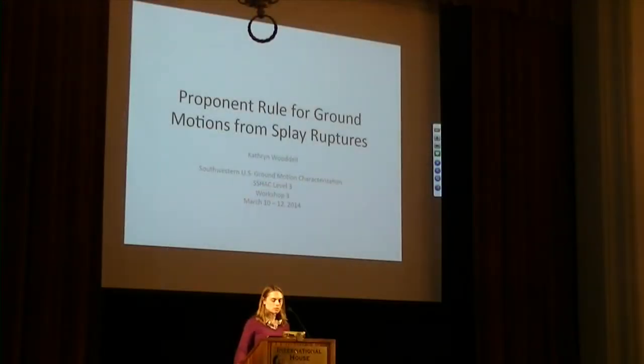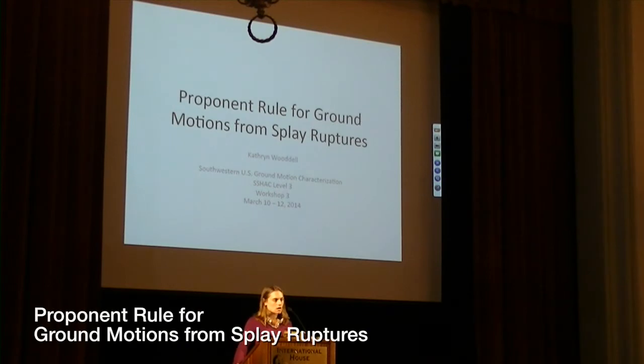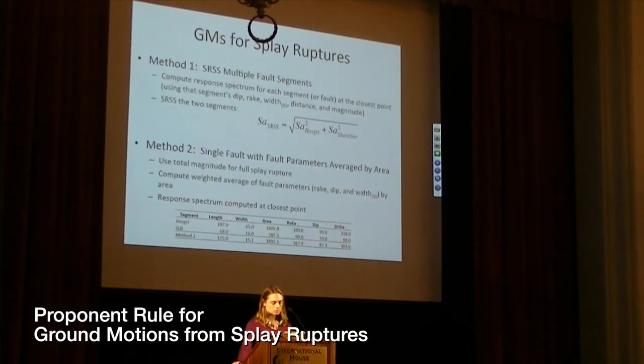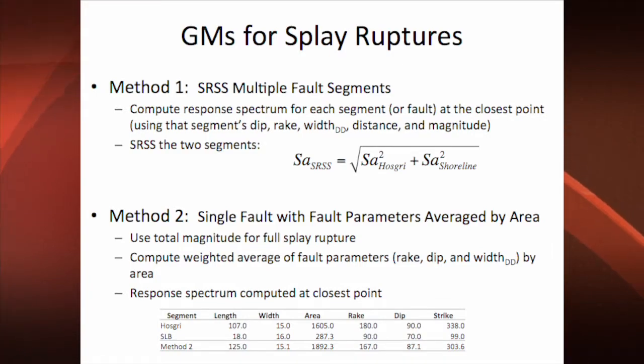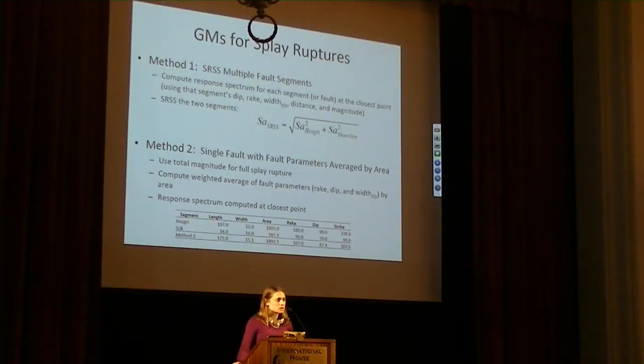All right, so what I'm going to be talking about is the proponent rule for how to calculate the ground motions using the GMPEs for splay rupture cases. Norm talked about this morning, so I won't spend too much time here, but basically we've evaluated 4 different methods for using the GMPEs to compute ground motions for splay ruptures. The first method is SRSSing ground motions computed from both the primary rupture and the splay rupture.